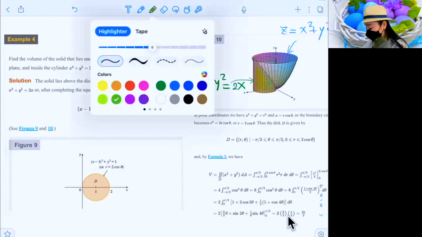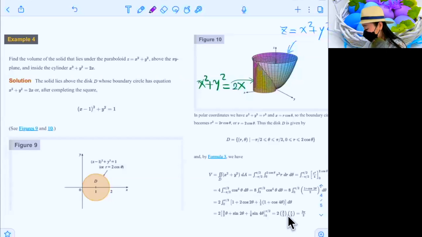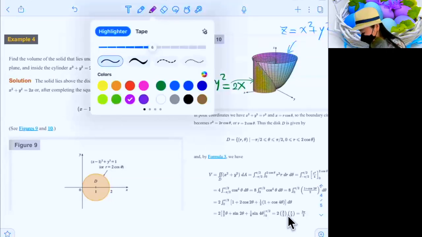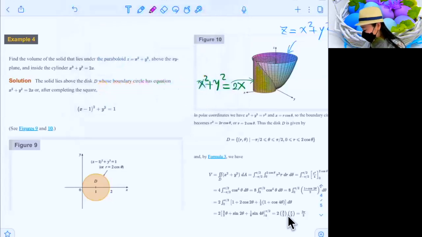Oh, the green doesn't work. Let me use purple. Purple is not good. Okay, pink. It's not that good, but anyway, let's do the work. I'm looking for this part of the solid right there: under the paraboloid, above the xy plane, and inside the cylinder.